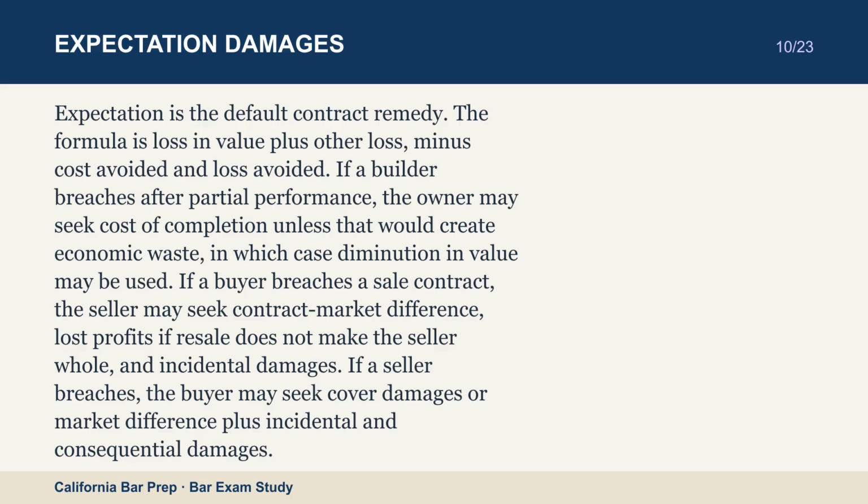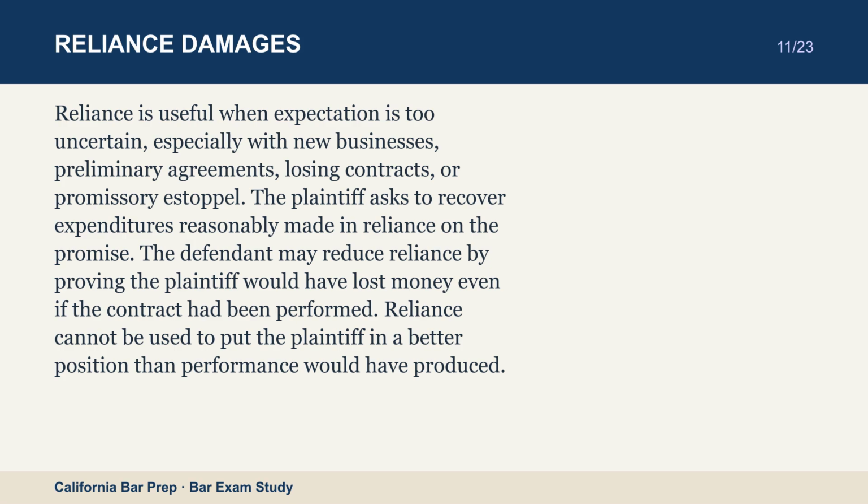Reliance is useful when expectation is too uncertain, especially with new businesses, preliminary agreements, losing contracts, or promissory estoppel. The plaintiff asks to recover expenditures reasonably made in reliance on the promise. The defendant may reduce reliance by proving the plaintiff would have lost money even if the contract had been performed.